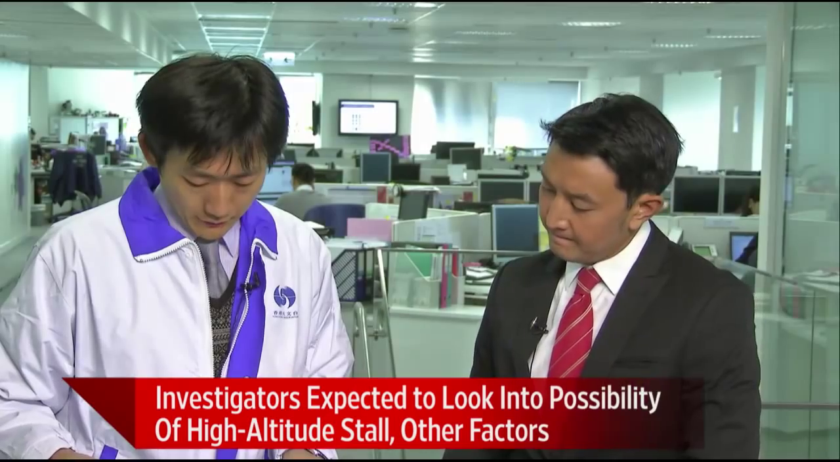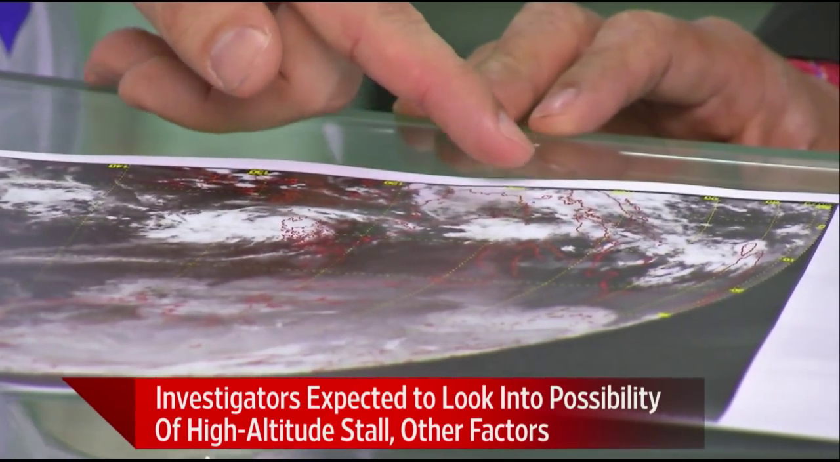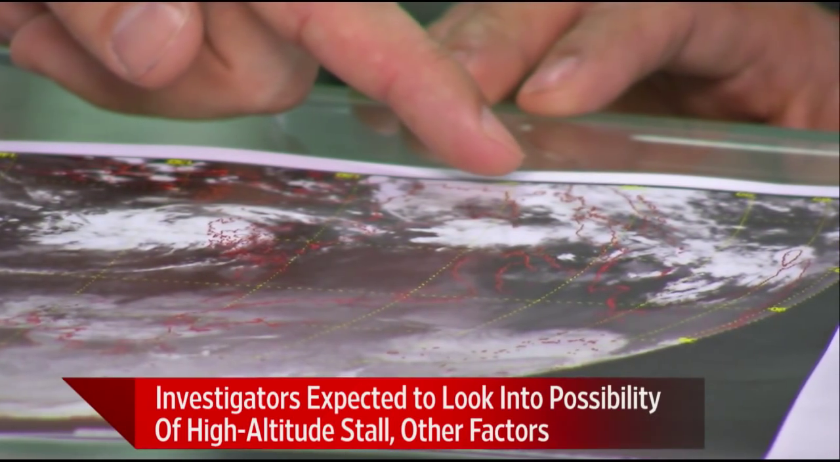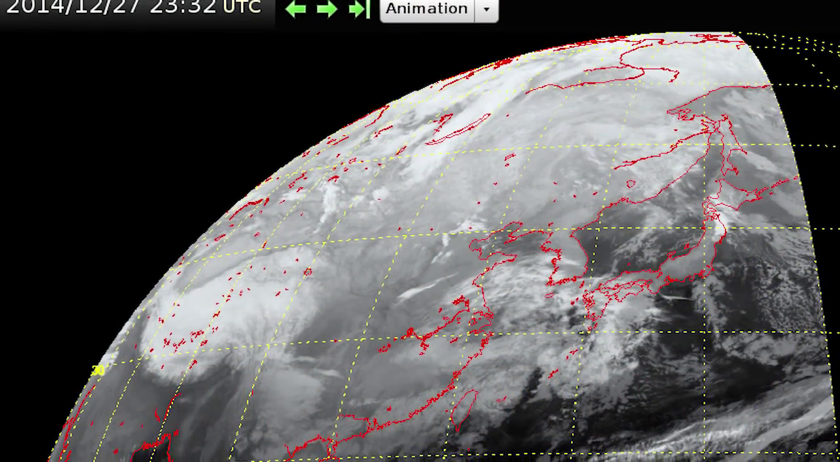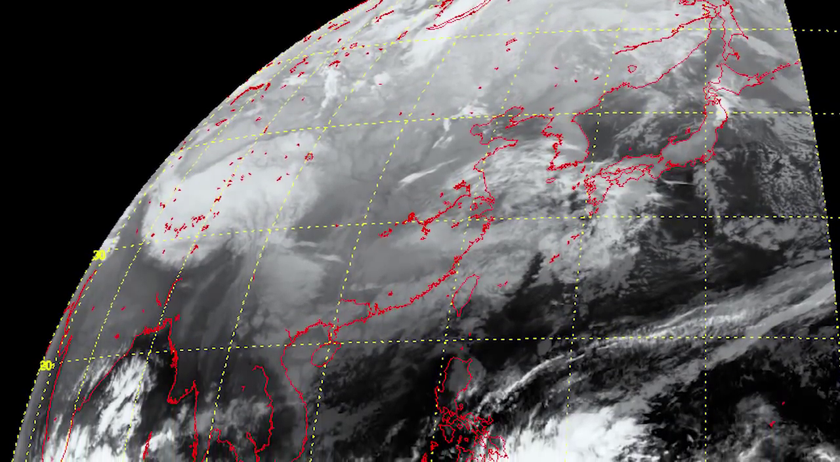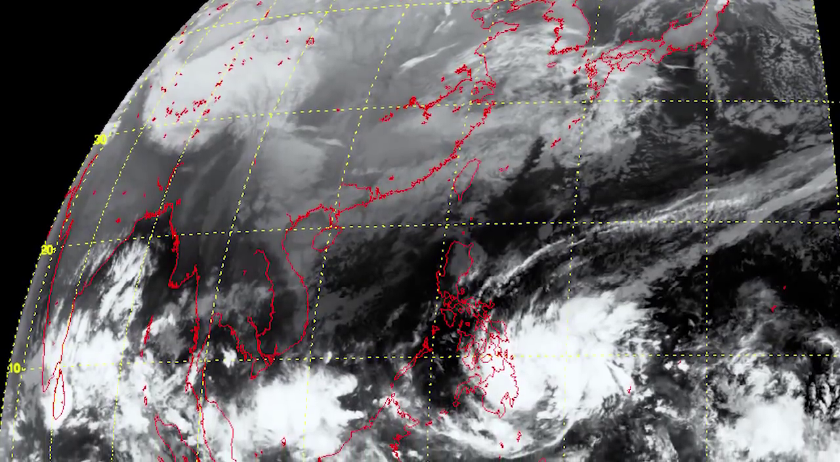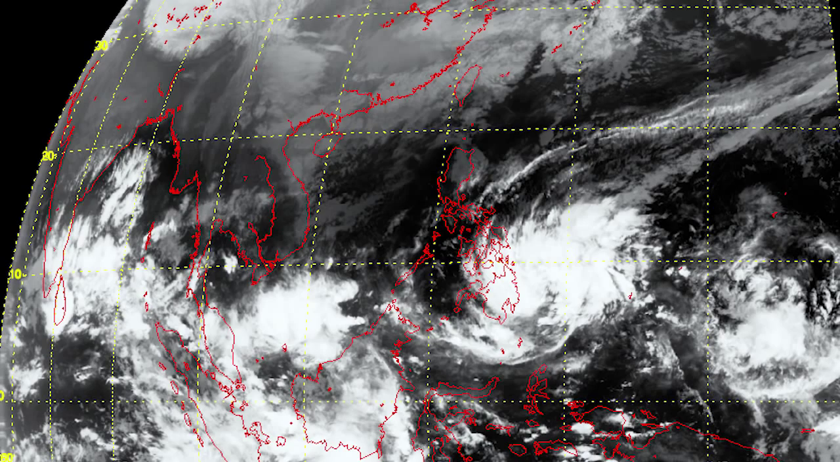And also I have brought you here the infrared image, the infrared channel. It senses the temperature, and we know that as the altitude goes up, the temperature will drop, so the whiter it gets here, the colder it is. So it somehow indicates how high those clouds are.